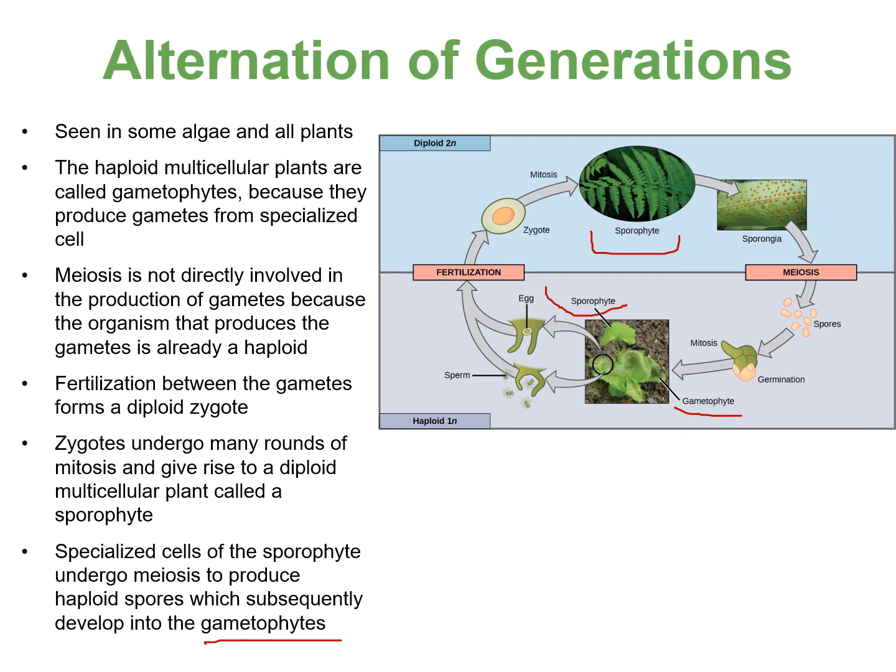Specialized cells of the sporophyte will undergo meiosis, and they are going to produce haploid spores, which you see right here. The spores will subsequently develop into the gametophytes after they germinate, and this process continues over and over again.